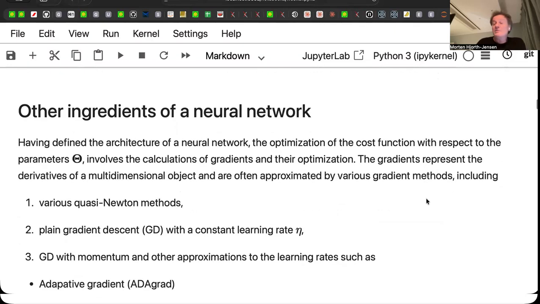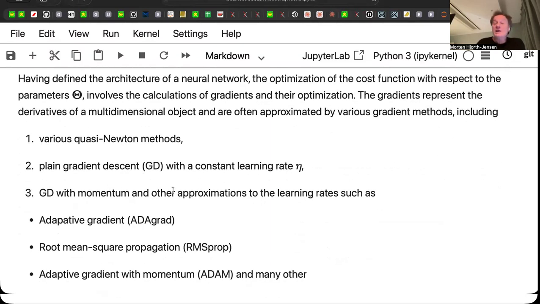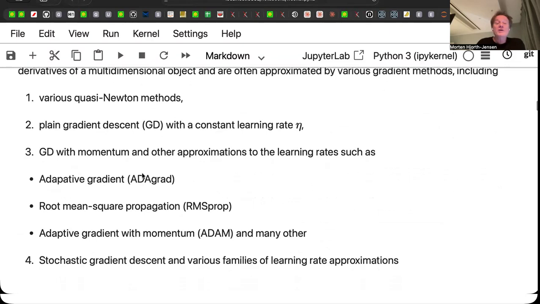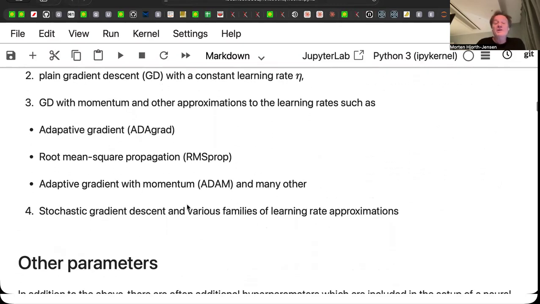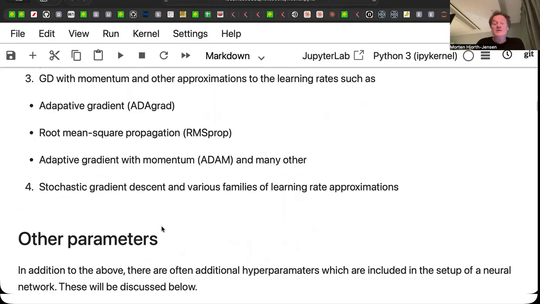The other ingredients which you encounter when you set up a neural network are obviously ingredients which link with the optimization problem. And many of these are based on so-called quasi-Newton methods, or approximations to the standard Newton methods for finding the roots of a function. And there is plain gradient descent, where you typically have a constant learning rate, gradient descent with momentum, then adaptive gradients, root mean square propagation, adaptive gradient with momentum, Adam, and many others. And then obviously stochastic gradient descent is the standard approach.